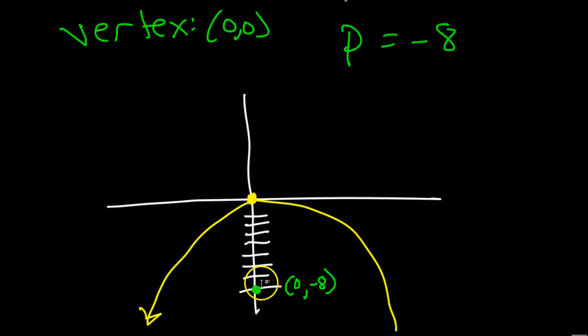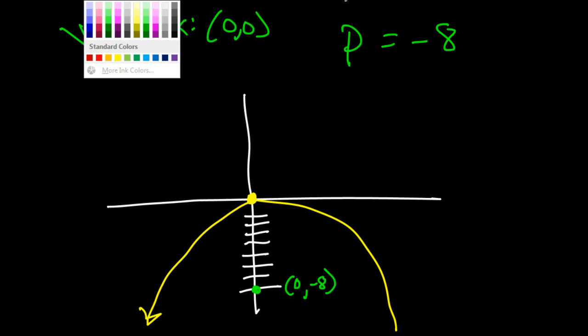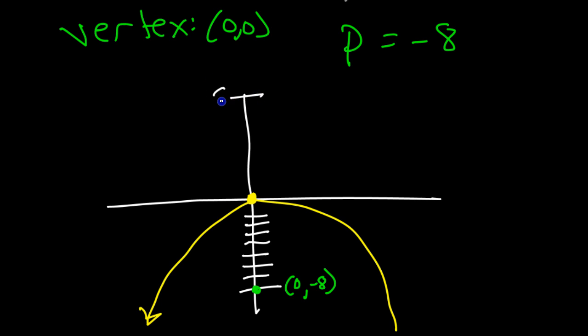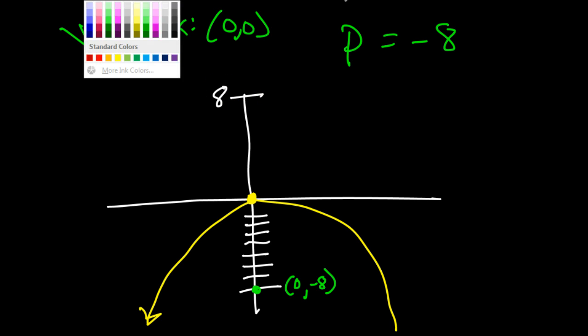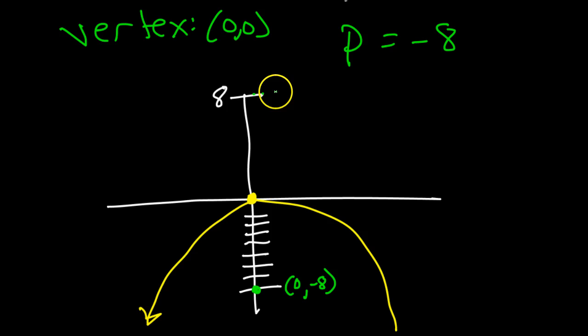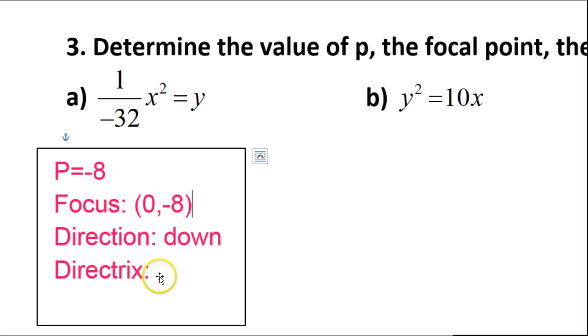Now the directrix is going to be a horizontal line in the opposite direction. So our directrix will be up here at +8. Okay, so that's y equals 8. All right, so that's it for A.